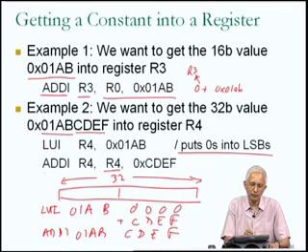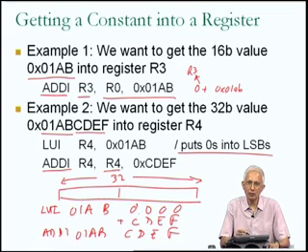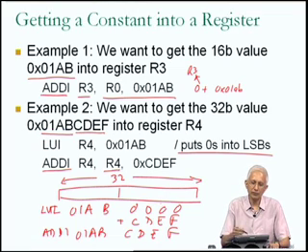Now, you'll notice that I have used an add immediate, which is a signed integer addition. But I need not worry about carry in this case, because when I add C, D, E, F to 0, 0, 0, 0, there is no possibility of carry. And therefore, this 2 instruction sequence can be used to load a 32-bit value into a register.